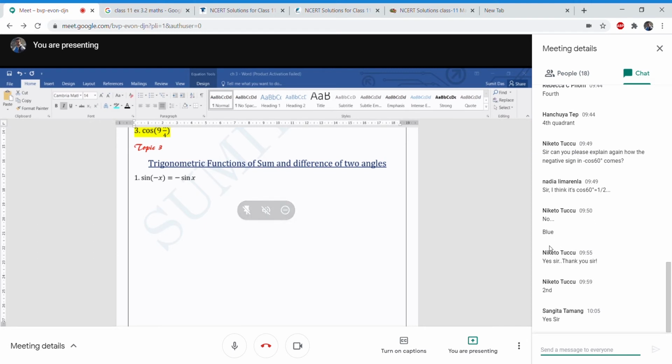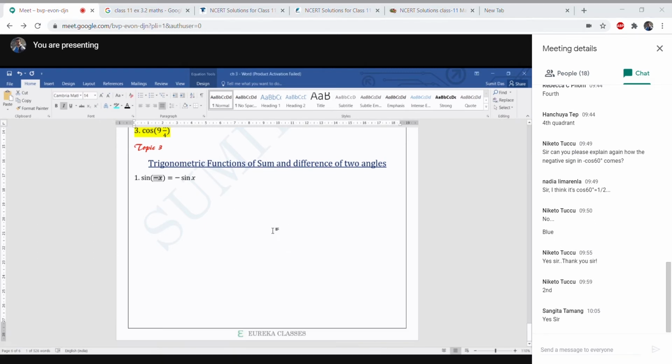Can you understand my question? I'm saying if the angle value is minus, I wrote one formula, that is sine minus x equal to minus sine x. Now I'm asking why. I want to explain why. If minus x, in which quadrant will this angle fall?